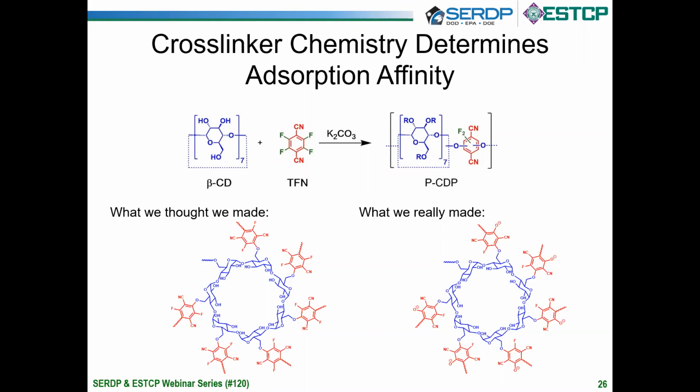Whereas we thought our synthesis led to a structure, as shown on the left of this slide, with the crosslinker reacting only with the beta-cyclodextrins, resulting in a solid material with no surface charge, we eventually realized that side reactions were occurring during the synthesis that resulted in the formation of phenolic groups on the crosslinker that were deprotonated at neutral pH. The resulting phenolate groups gave P-CDP an unexpected negative surface charge, which we hypothesized could lead to the enhanced affinity for cationic adsorbates and the limited affinity for the anionic perfluoroalkyl acids.